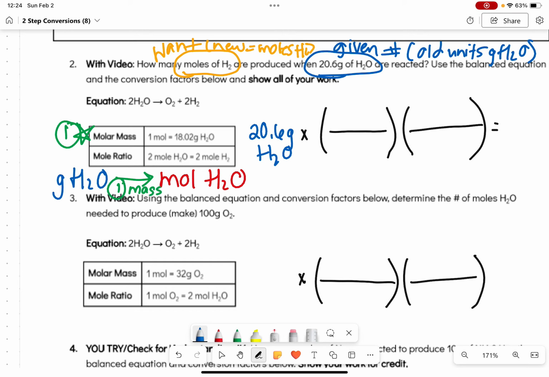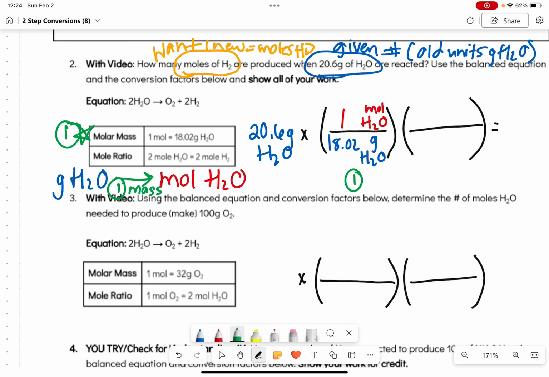So because grams is our old unit, it goes on the bottom. My new unit, moles H2O, is going to go on the top. Now the numbers that go with us come from our molar mass. So the mass of H2O from the periodic table is 18.02 grams, and that is equal to 1 mole. Okay, so that was step number 1.